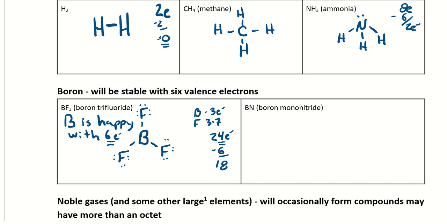Now, boron mononitride, that means 1 nitrogen with boron, as you can see, BN. What do we have? Boron has 3 electrons. Nitrogen has 5 electrons. So we end up with 8 electrons, right? So if I just put a B and an N, I'm going to put a bond here. So let's take away 2 electrons. So I have 6 left. Where should I put these 6 electrons? Like 1, 2, 3, 4, 5, 6.